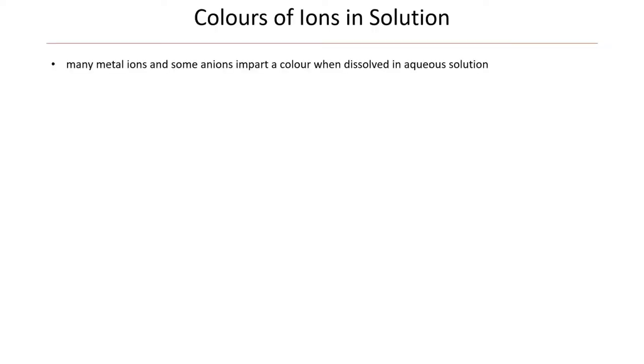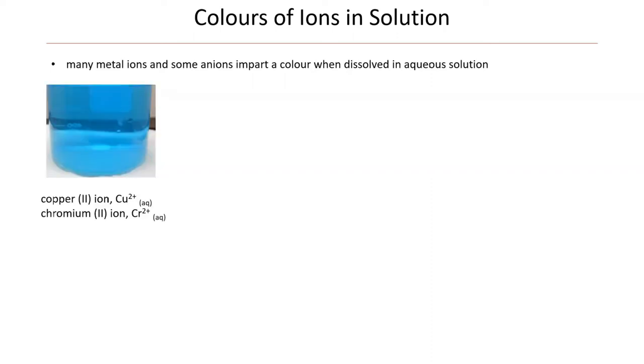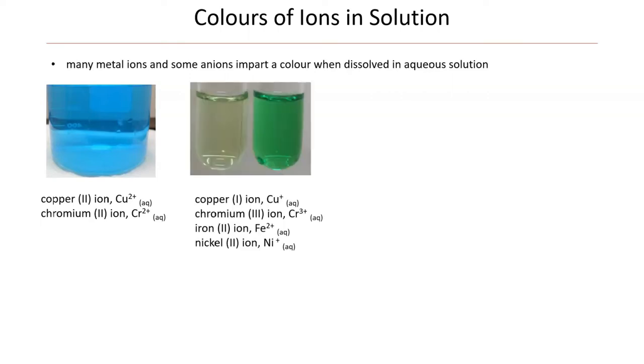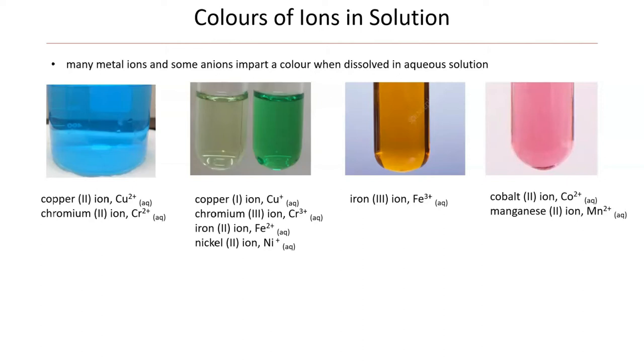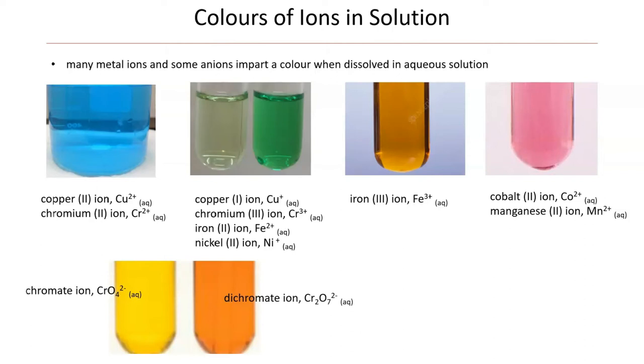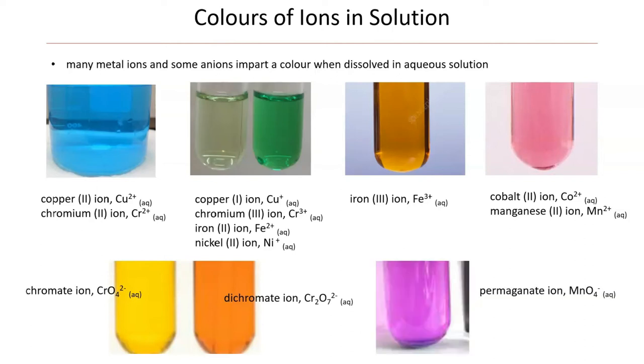The first way, and simplest, is we can just use the color of the solution, because many of our metal ions, when they're dissolved in water, will give that solution a particular color, especially transition metals. So for example, copper 2 ion and chromium 2 ions would cause the solution to be blue. We have a number of ions that would cause the solution to be green. Iron 3 would cause it to be orange. We have a couple that cause it to be pink. And then dichromate would give it a yellow or orange color, and permanganate is purple.